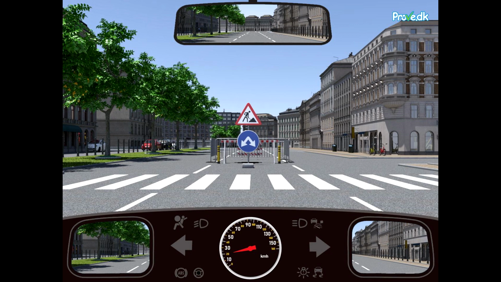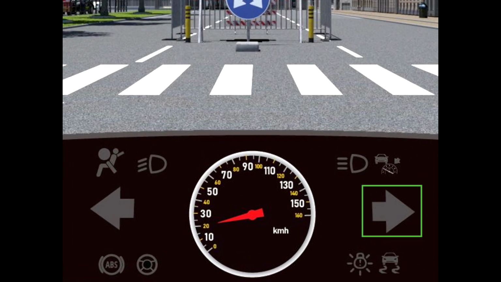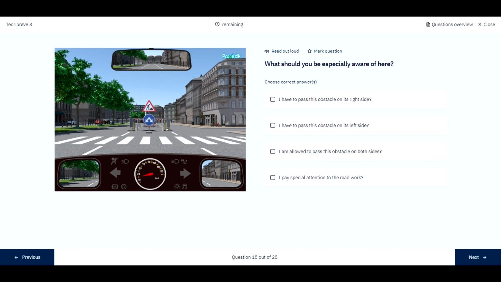The speedometer in the middle indicates your current speed, and other symbols include the left and right turn signals, airbag, dip beam, high beam, cruise control, ABS brakes, warning light for the power steering system, position light, and ESP, electronic stabilization program. The introduction question for this picture could be, what should you be especially aware of here? And then you will get up to 4 answer options where you have to choose the correct answer or answers.